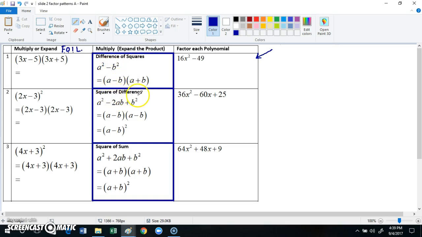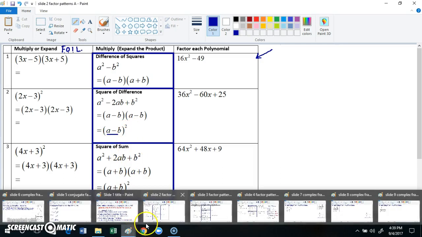Then we have a square of a difference and a square of a sum. A squared minus 2ab plus b squared is the square of a difference. We should recognize that product as (a minus b) squared. Okay? (a plus b) squared. Right? So here's my sum, it's being squared. Here was my difference, it's being squared. So give those practice problems a try.